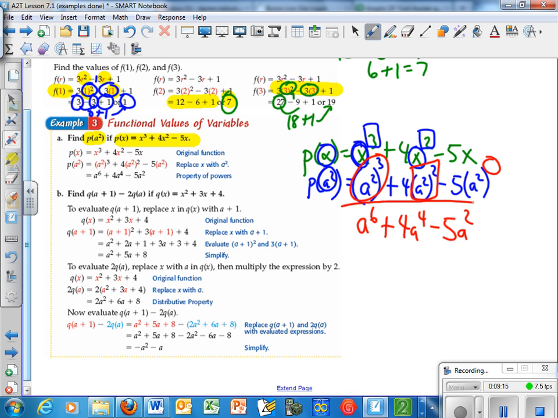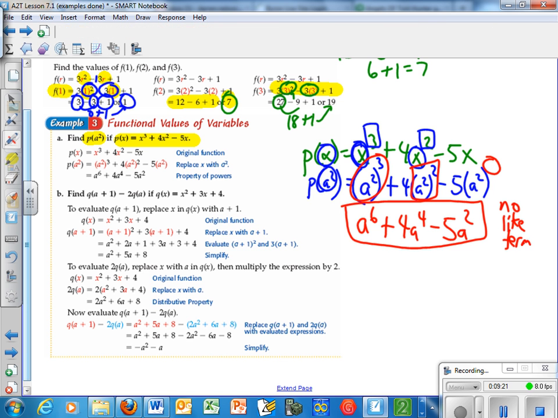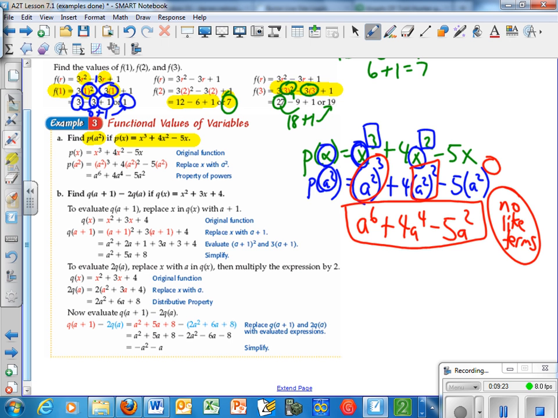I cannot simplify this expression anymore. There are no like terms. I can't put those terms together. So when I substitute in some type of variable expression for functional notation, I'm going to get an expression out of the function. Okay, and you can just combine like terms.